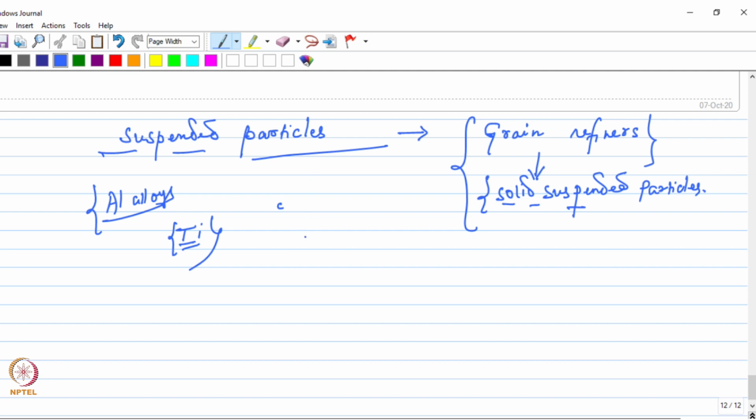Okay, but this is not really metallic titanium that you are going to have inside the melt. It is the intermetallic which will form between aluminum and titanium, and these intermetallic particles will actually act as the heterogeneous sites.